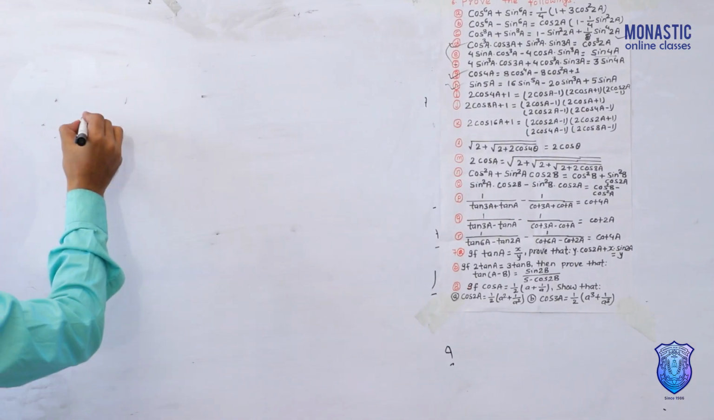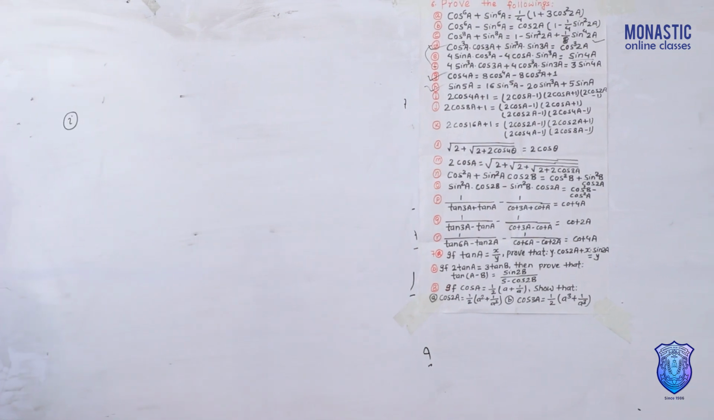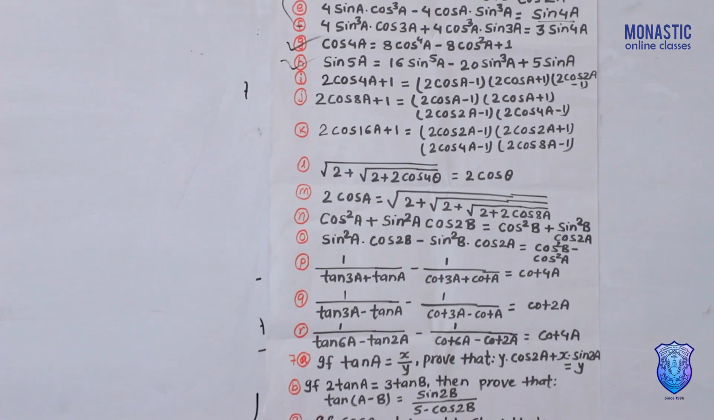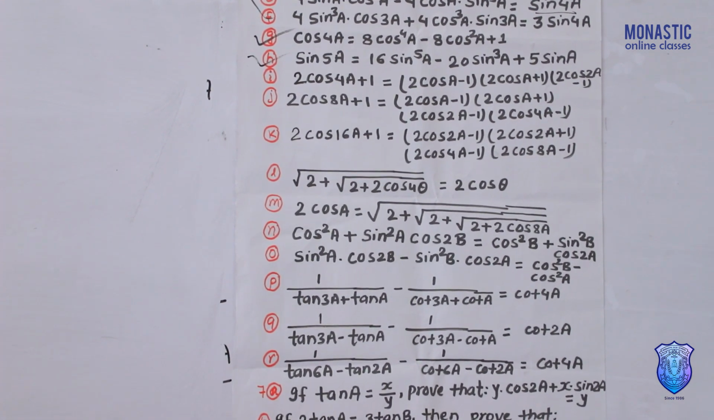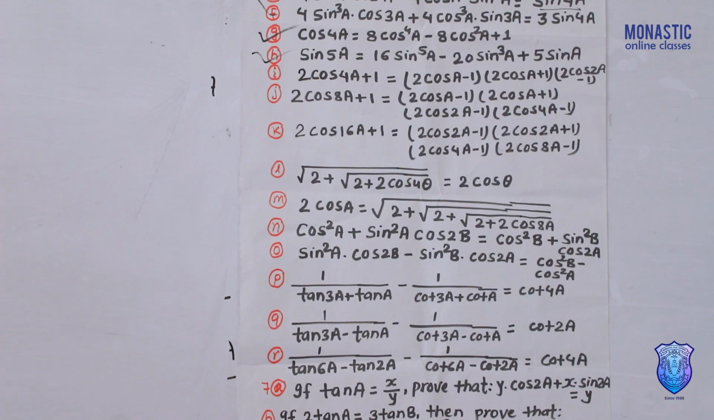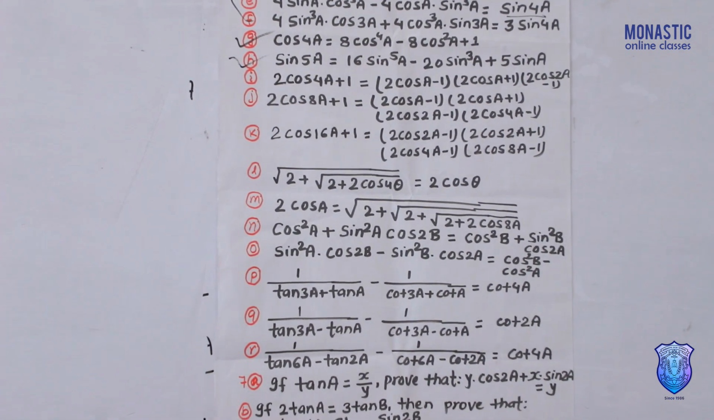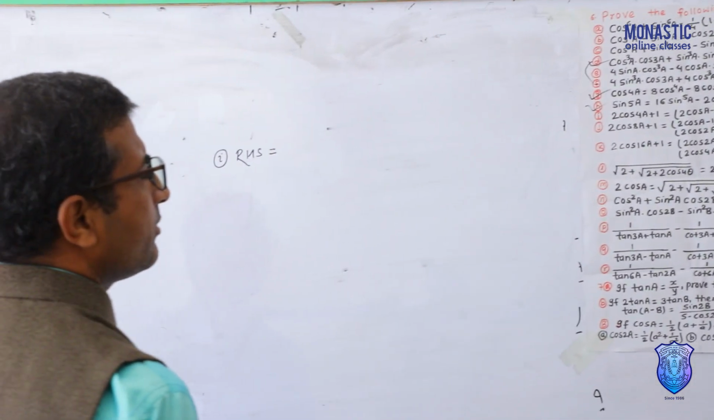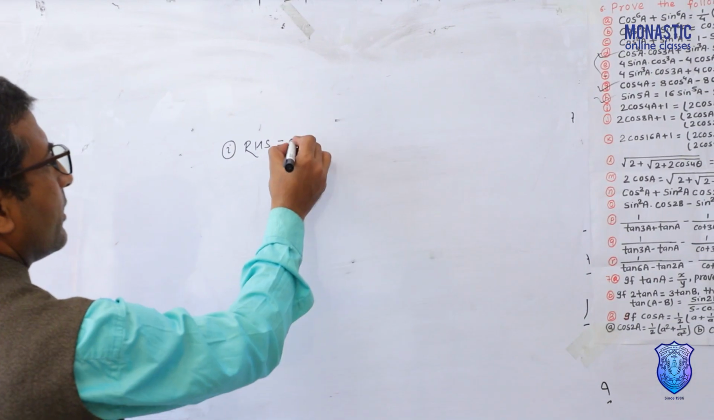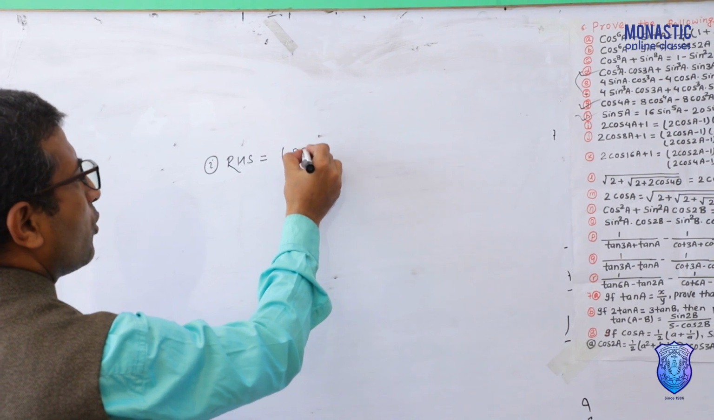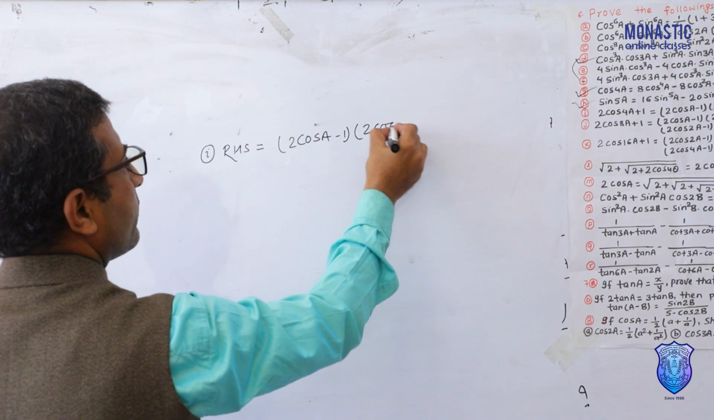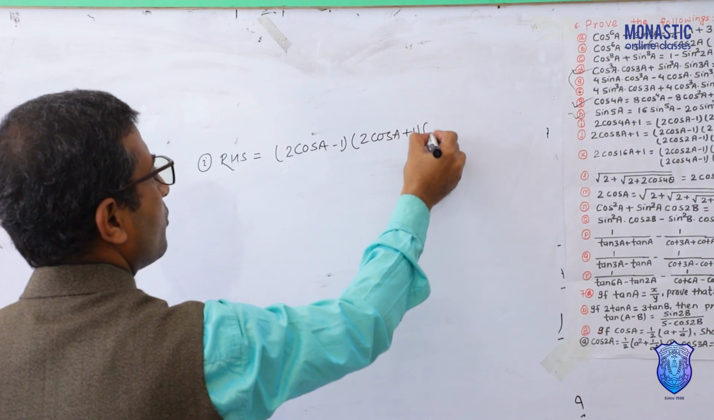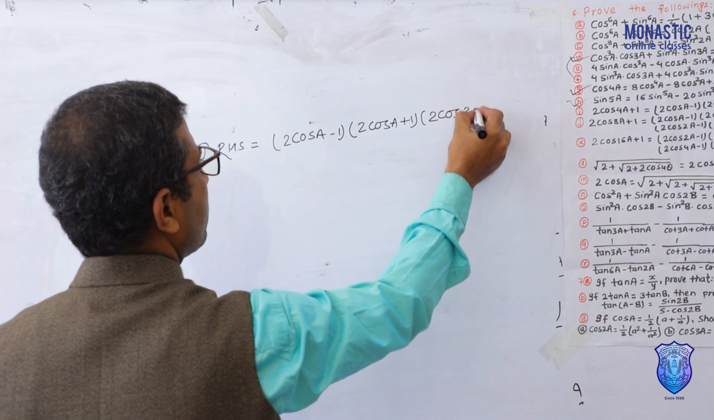I, J, K, all the three are same. I will prefer, either we can do from LHS or RHS, both ways we can do, but I will prefer RHS. Generally in proofs, not necessarily in all, we take the bigger part where more is given instead of the smaller. So here 2 cos A minus 1, 2 cos A plus 1, 2 cos 2A minus 1.